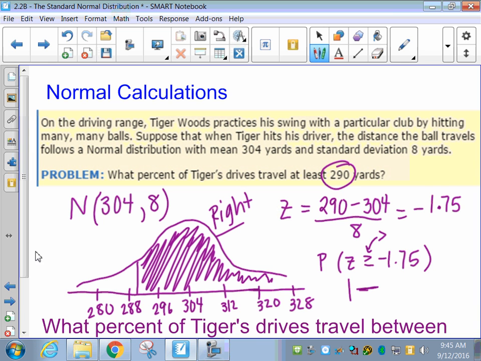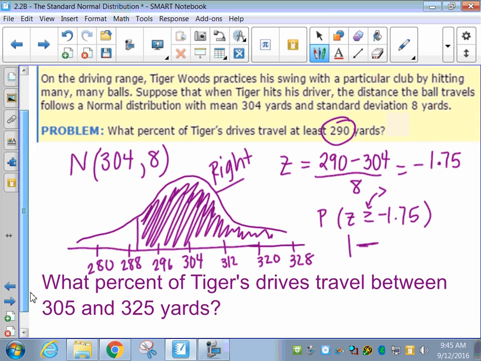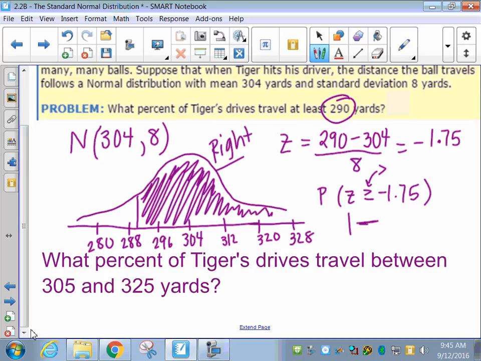So let's look up on our chart negative 1.75. Anybody got the area to the left of negative 1.75? 0.0401. That's what I got. So you get 0.9599 when you subtract. And so that rounds to about 96%. And we always have to answer the question, you guys. So you would write the sentence out that about 96% of Tiger's drives travel at least 290 yards.